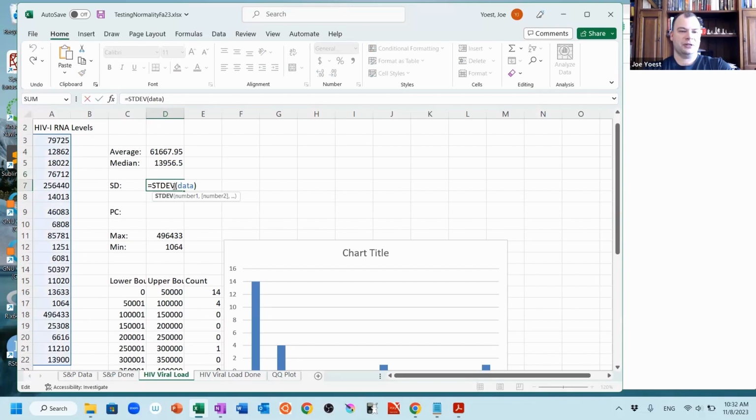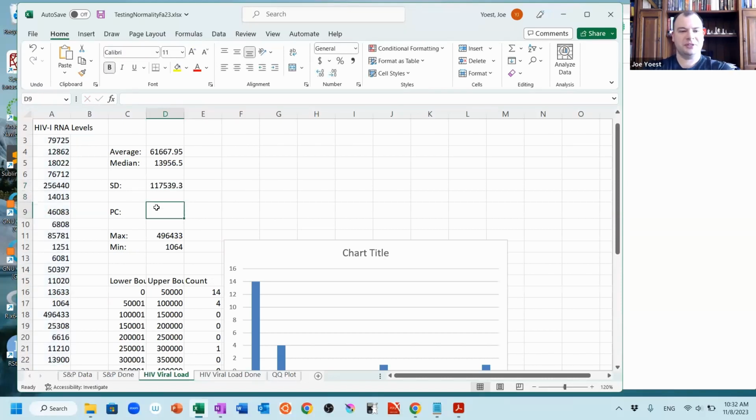We have our standard deviation. Stdev is just the deprecated stdev.s function, the one from older versions of Excel. I just haven't changed it. And then our Pearson coefficient, remember, is 3 times mean minus median, all over standard deviation. Now I compute my Pearson coefficient and I see that this is bigger than 1.